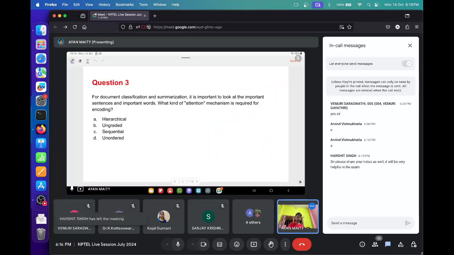Now question 3. For document classification and summarization, it is important to look at the important sentences and important words. What kind of attention mechanism is required for encoding documents? So there are 4 options: hierarchical, ungraded, sequential, unordered. What kind of attention mechanism is required?